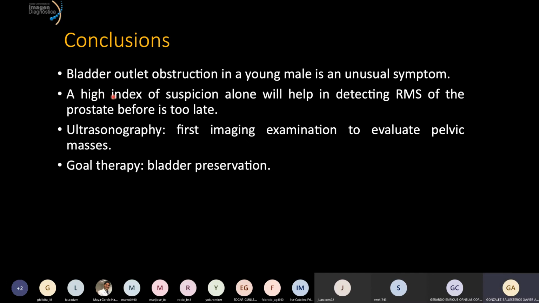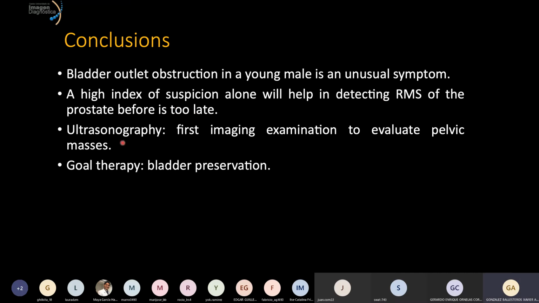Well, we need to keep in mind that bladder obstruction is an unusual symptom in young male patients. So if it's not something infectious and it's not a stone, we have to keep in mind that there may be a mass in the pelvis. So we have this diagnosis in mind. It's very rare, not very common. A high index of suspicion will help to detect rhabdomyosarcoma of the prostate before it's too late, before there are metastases or before it affects other structures.